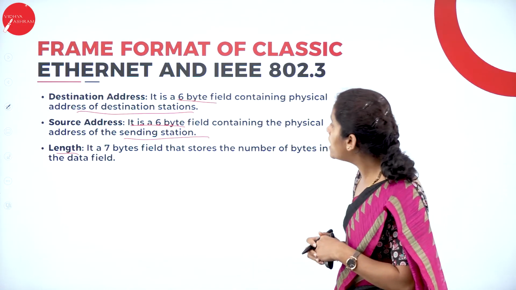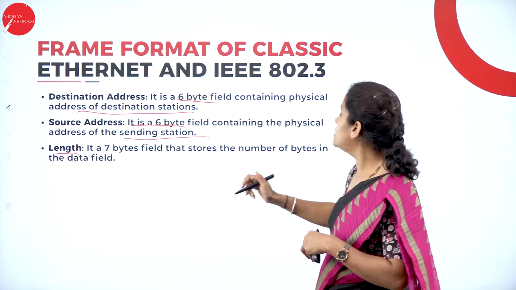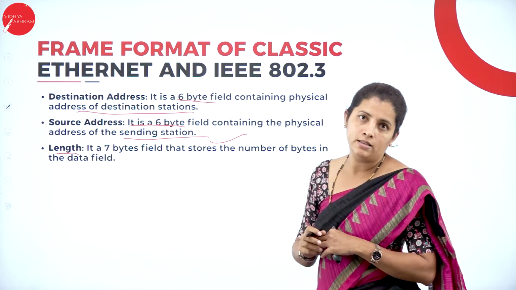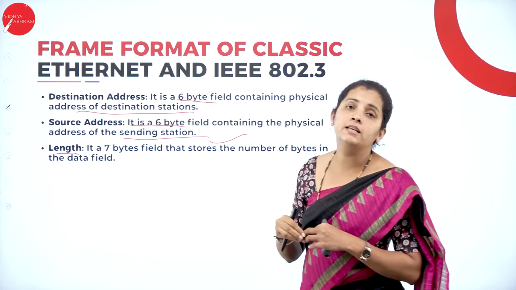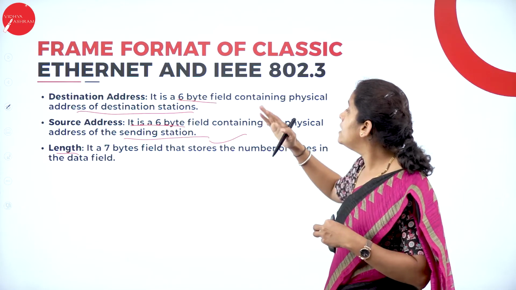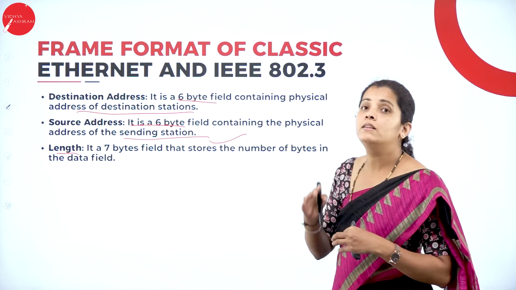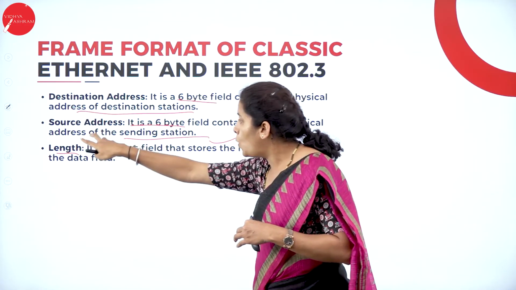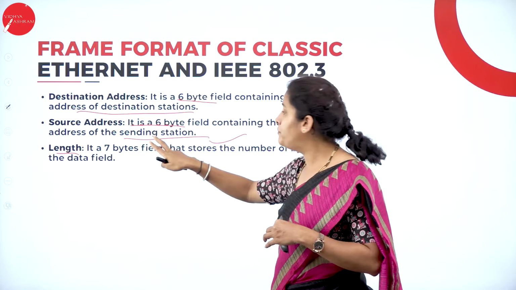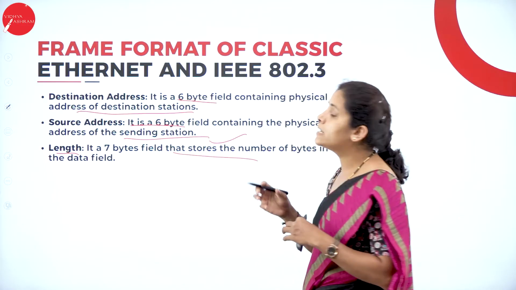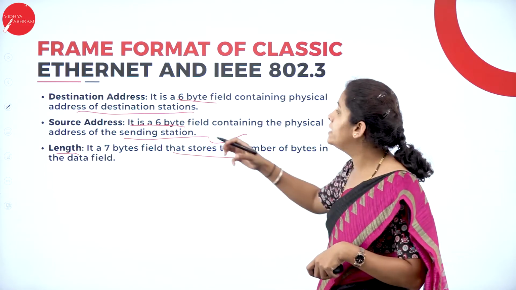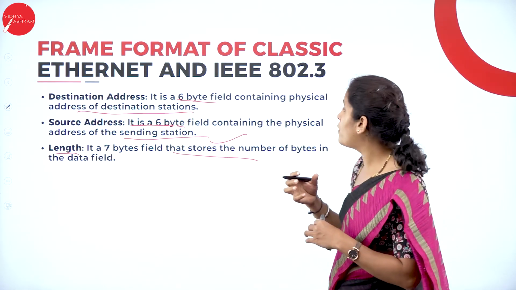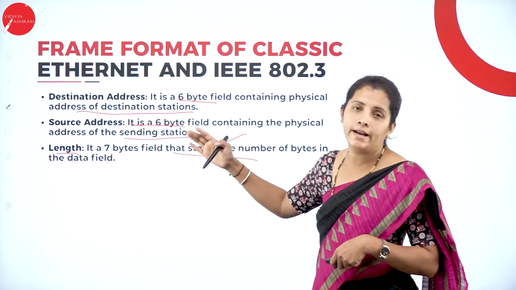Then the next field here is length. It is a 7 byte field that stores the number of bytes in the data field. That means the length field is capable of holding the length of the data frame. That means it is going to store the total number of bytes in the data field.